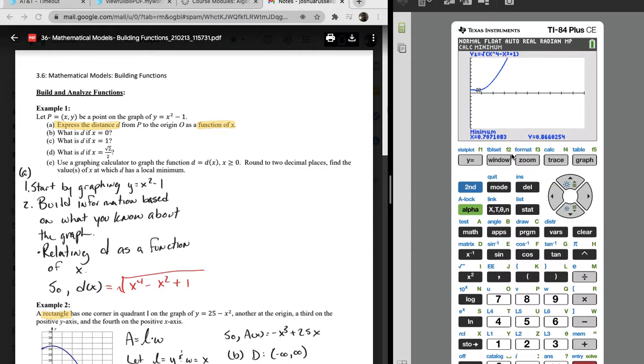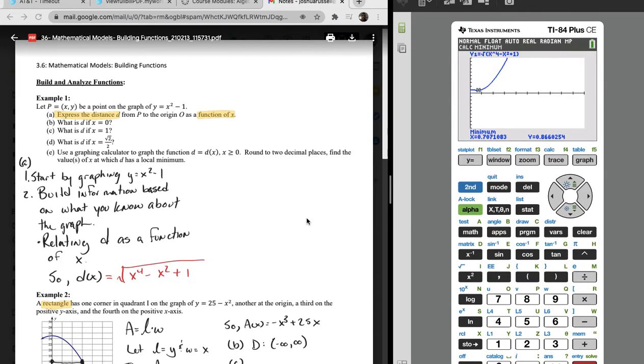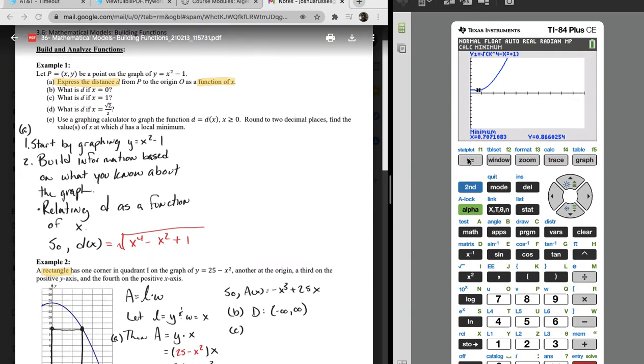So we have our local minimum. It says round to 2 decimal places for the local minimum. So your local minimum is at x equals 0.71, and the y value there would be y equals 0.87. All right, so that's how you're going to use your calculator for that one.